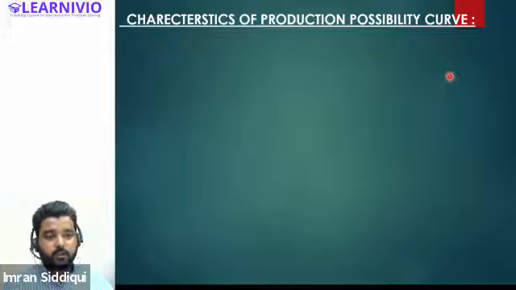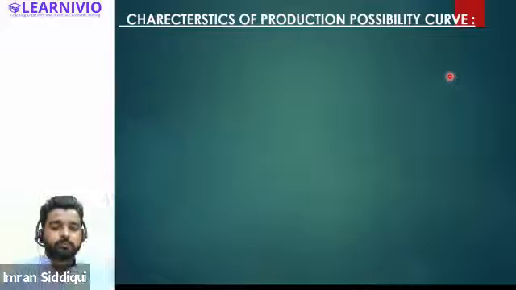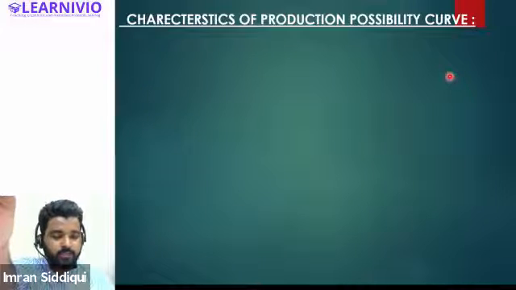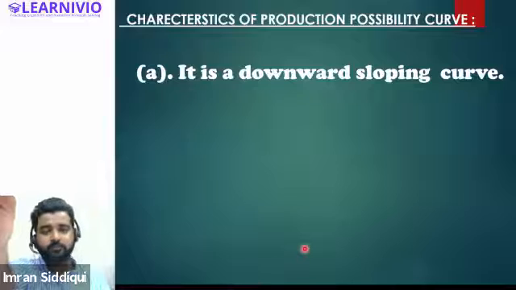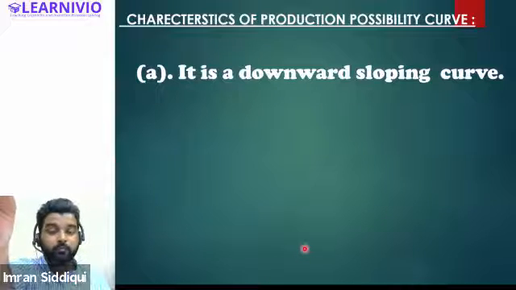It's clear. Okay, so we will discuss one more topic, and then we will end this session. The next topic is characteristics of the production possibility curve. There are 2 very basic, very simple characteristics of the production possibility curve. Number one is that the production possibility curve is a downward sloping curve.